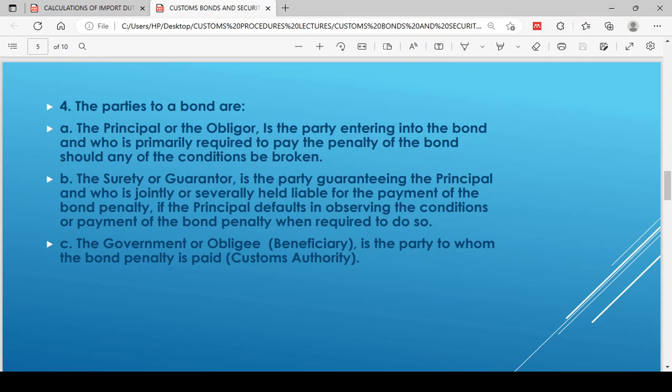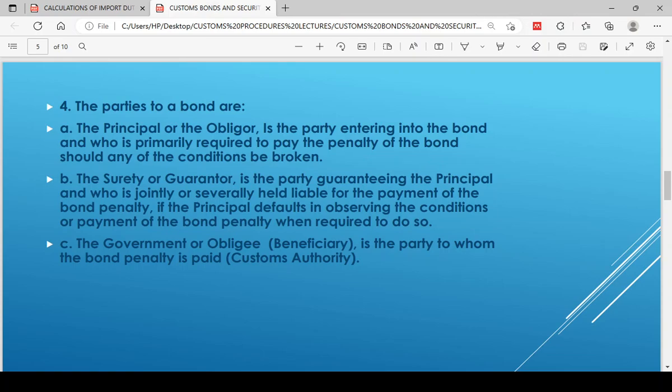So who are the parties to a bond? The principal or the obligor is the party entering into the bond and who is primarily required to pay the penalty of the bond should any of the conditions be broken. The surety or the guarantor is the party guaranteeing the principal and who is jointly or severally held liable for the payment of the bond penalty if the principal defaults in observing the conditions of payment of the bond when required to do so. The government or the obligee, the beneficiary of all this, is the party to whom the bond penalty is paid. And normally that's the Customs Administration in Ghana. That's the Customs Division of the Ghana Revenue Authority.